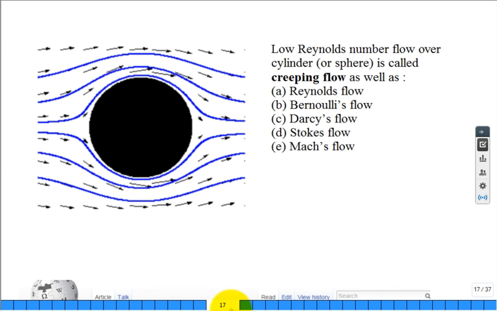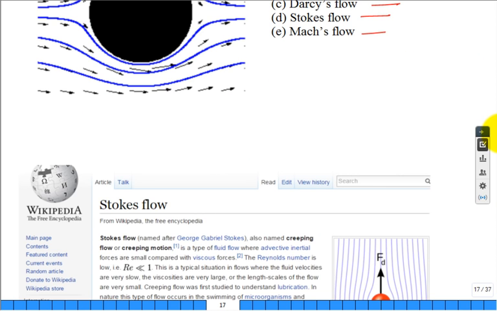So, take a look right here. We have low Reynolds number flow over a cylinder or sphere. It's called creeping flow. It's also called either Reynolds, Bernoulli, Darcy, Stokes, or Mach. Now, I'm not going to give you the clicker question because this is an unfair question, but guess what it is? It's Stokes flow. This is the right answer. Maybe some of you would have remembered it, but that's okay.